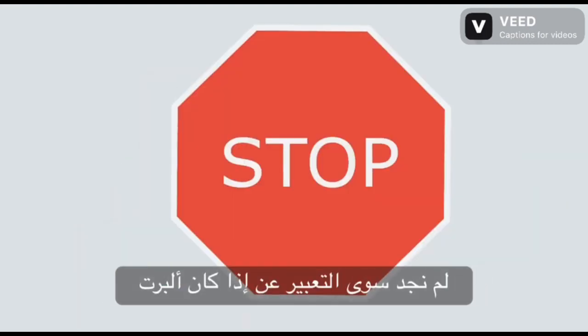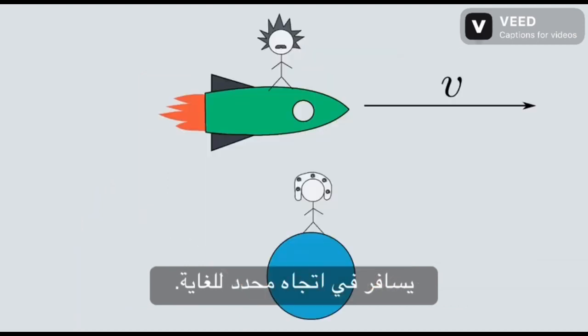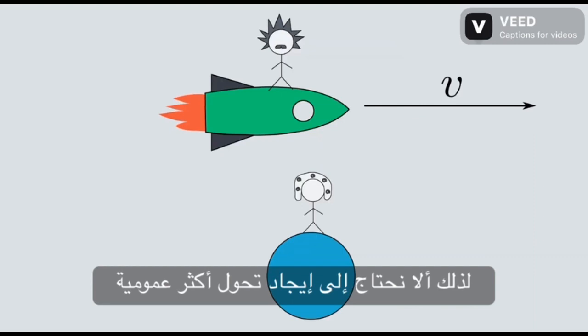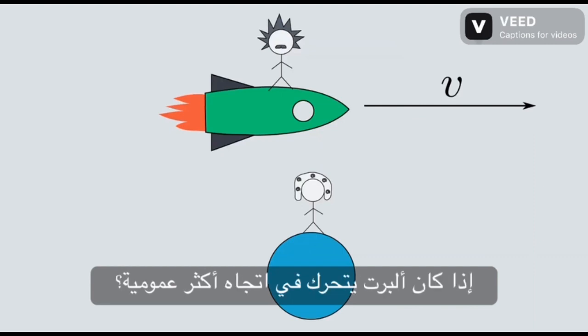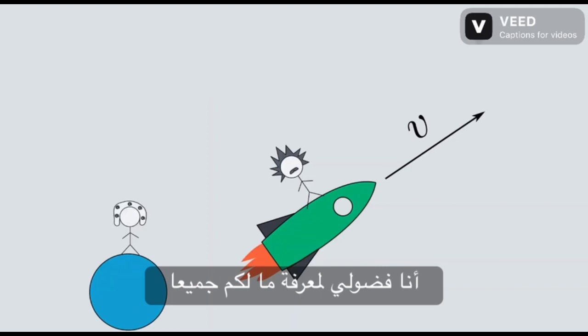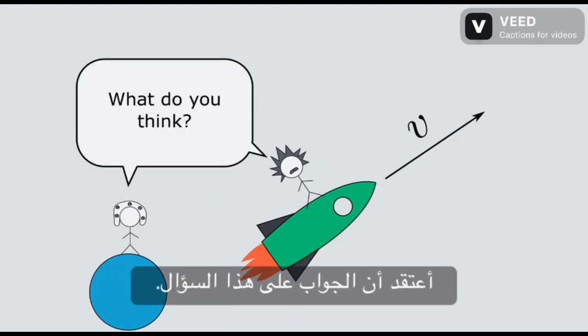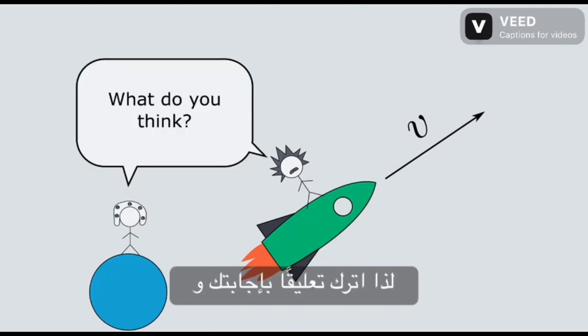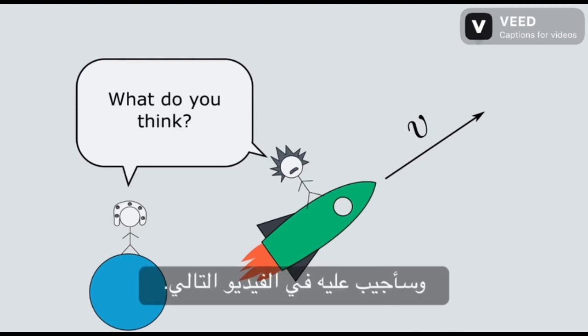But hold on. We only found the expression for if Albert is traveling in a very specific direction, so don't we need to find a more general transformation if Albert is moving in a more general direction? I'm curious as to what all of you think the answer is to this question, so leave a comment with your answer and your reasoning as to why you chose it, and I'll answer it in the next video.